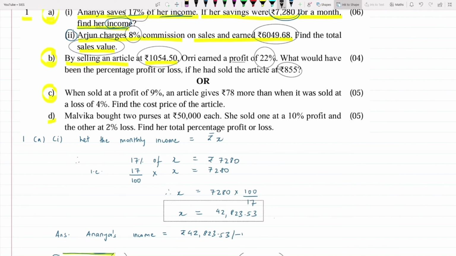So this is a case kind of question. We have a person and he has sold an article at 1054.50, and this is a deal which is incurring him a profit of 22%. Now we have been put forward a hypothetical question where we want to know whether the person would have had profit or loss, and whatever it is, we need to find out the percentage value. If instead of selling it at this price, he would have sold the article at 855 rupees. So let me take the question again down.